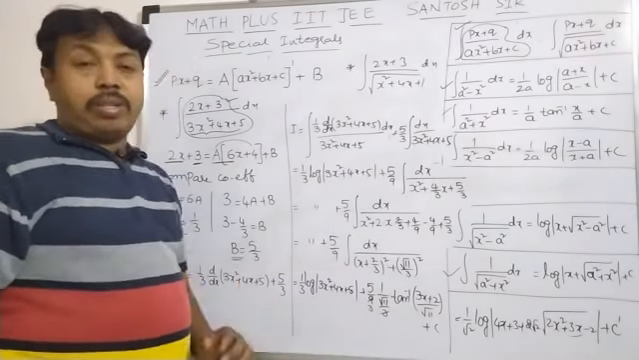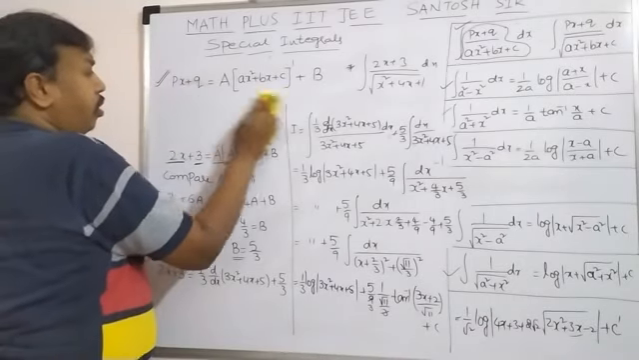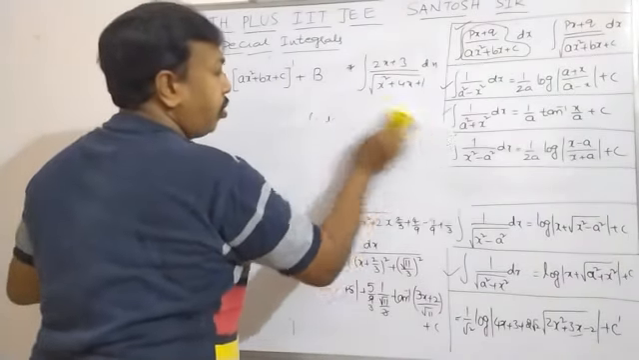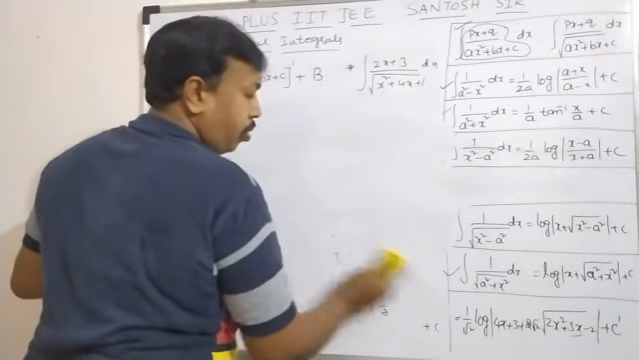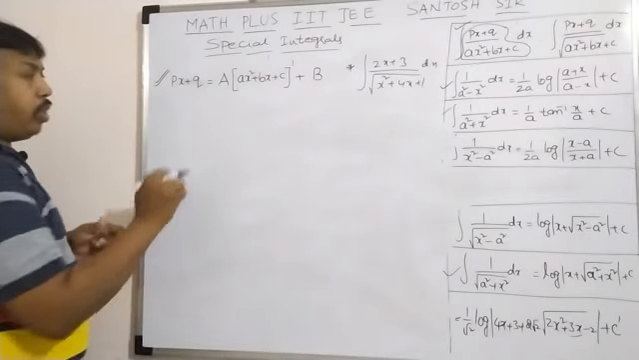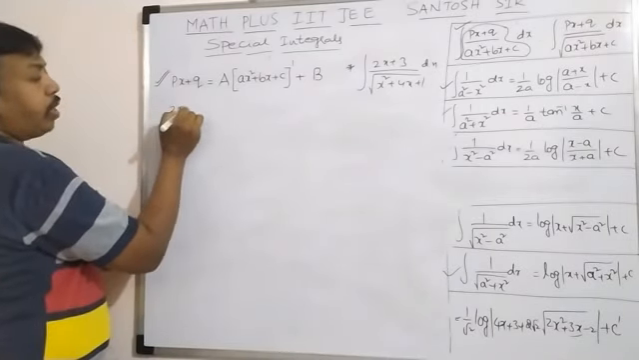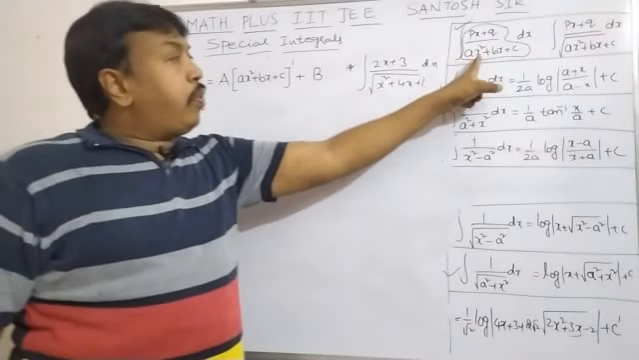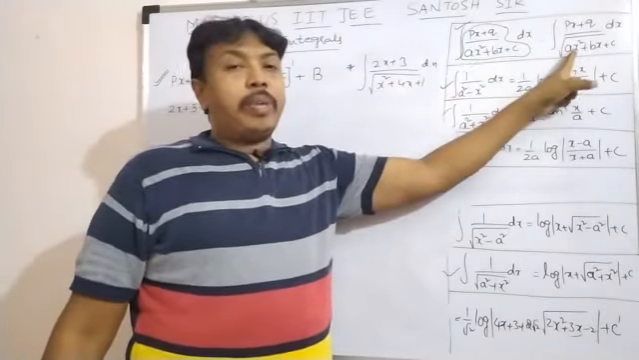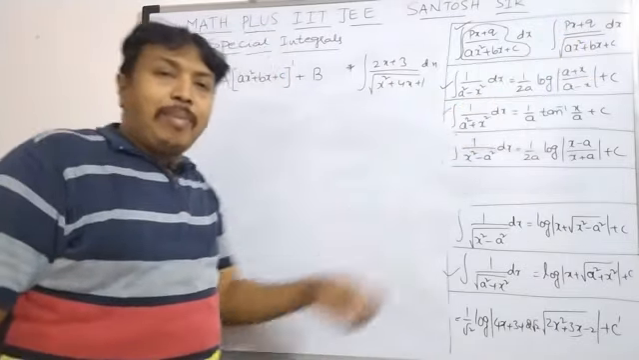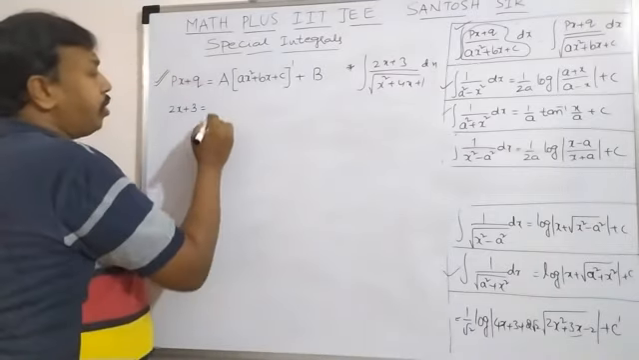Now let us see the second question. If a root is given, the procedure is the same. In this question the numerator is the same, 2x plus 3. The only difference is that in the previous one there was no root in the denominator, but here there is a root in the denominator. Don't worry about the root. The procedure is the same and the substitution is the same.